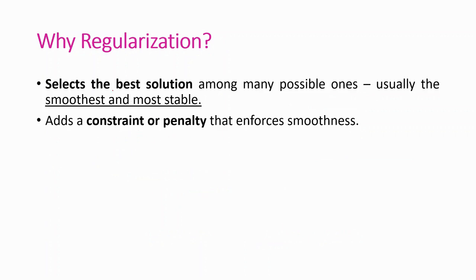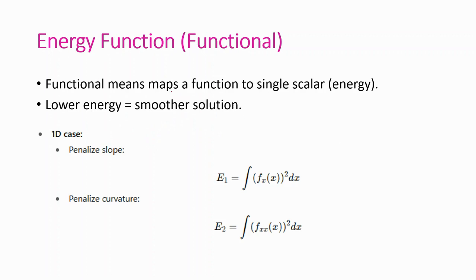Why regularization? We already know that in order to select the best solution among many possible solutions, we can go for regularization, and to have the best solution, I am going to add some penalty to enforce smoothness. So the energy function is ED + λ·ES. The energy E is represented as an energy function or functional. Low energy is a good solution. So I am going to divide the energy function into the smoothness term as well as the data term.